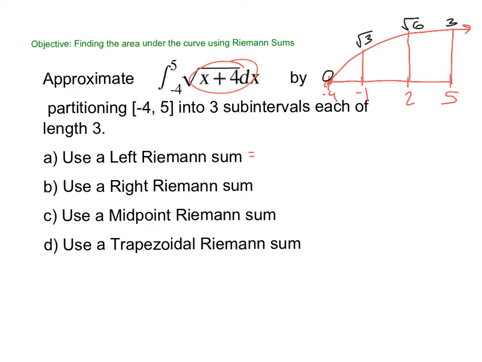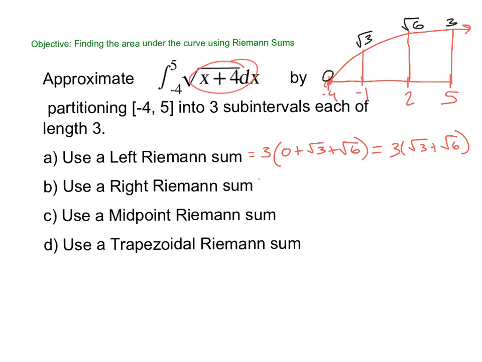So we're starting with our width of 3. And then I'm starting on the left. I plug in -4. I get 0, √3, and √6. I'm just going to leave it like that. 3 times √3 plus √6. You can find the decimal if you want. I don't want to. It's too much work.